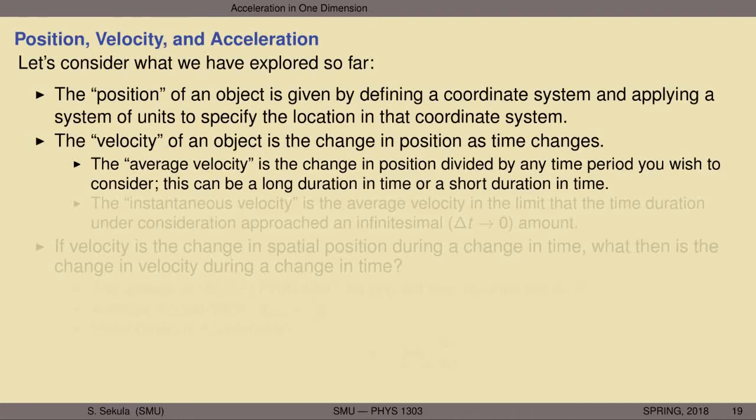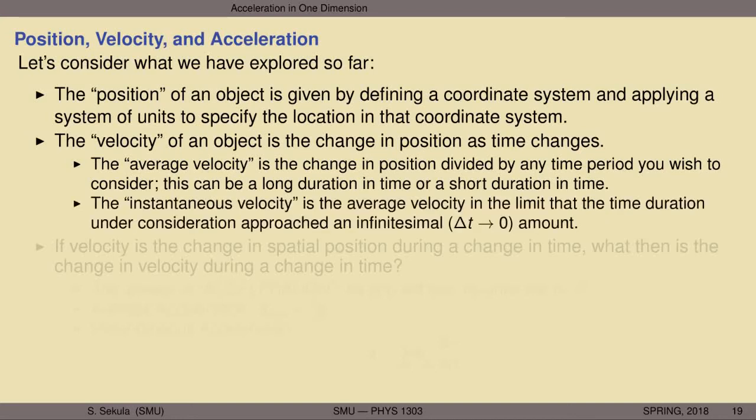And that time duration can be long or it can be short. But typically when we're talking about average velocities, we're not talking about infinitesimal little units of time. We're talking about long periods of time, macroscopic periods of time, seconds, minutes, hours, etc. Now, the instantaneous velocity is a mathematical riff off of the average velocity. It's a deeper dive into the mathematics of what you mean when you say velocity. This is the average velocity, but in the limit that the time duration that you are considering approaches an infinitesimal, that is, delta t approaches zero in size.